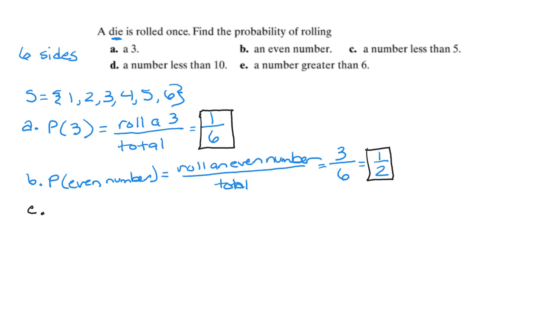Then we'll look at C, the probability of rolling a number less than 5.